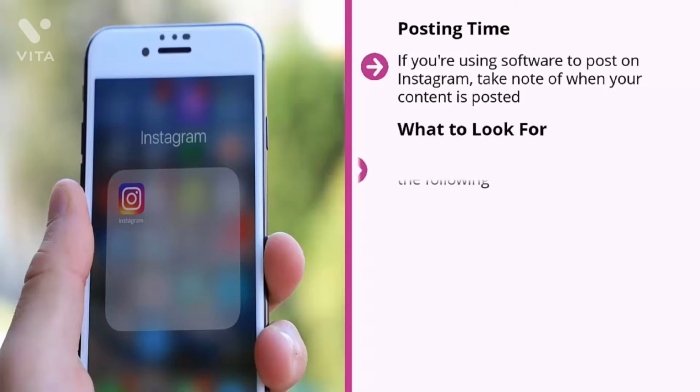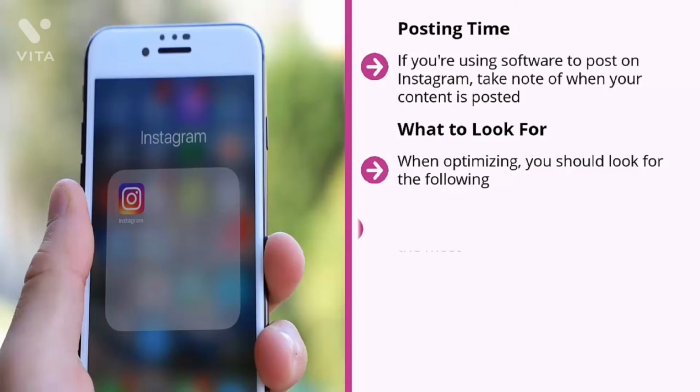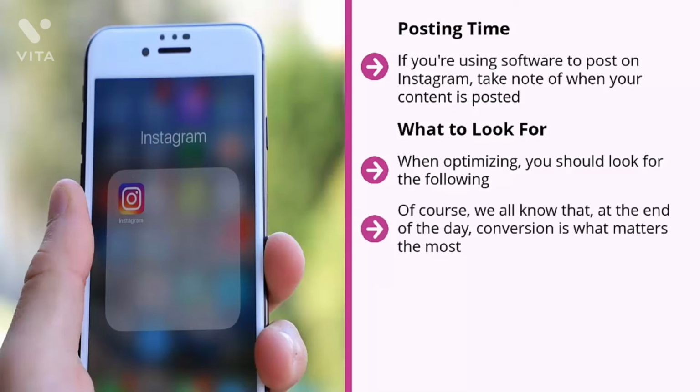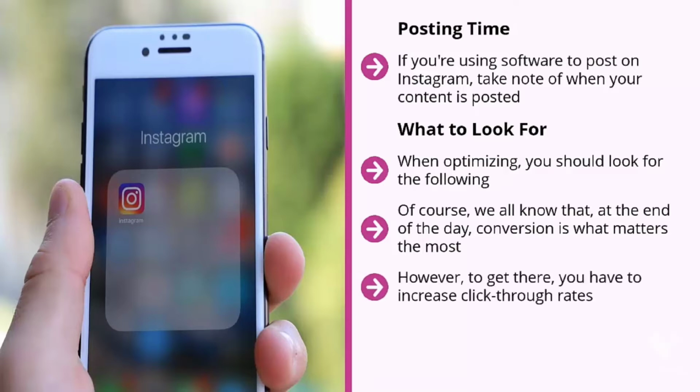What to look for. When optimizing, you should look for the following. These indicate success. Look for increased click-through rate, increased dwell time, deeper clicks inside your website, and better conversion rates. Of course, we all know that at the end of the day, conversion is what matters the most. In fact, it's the only thing that matters. How come? Conversions puts dollars in your pockets and nothing else. However, to get there, you have to increase click-through rates.